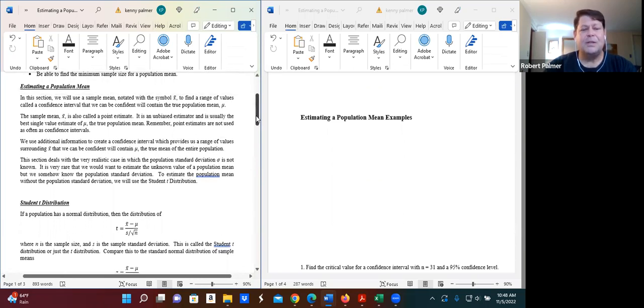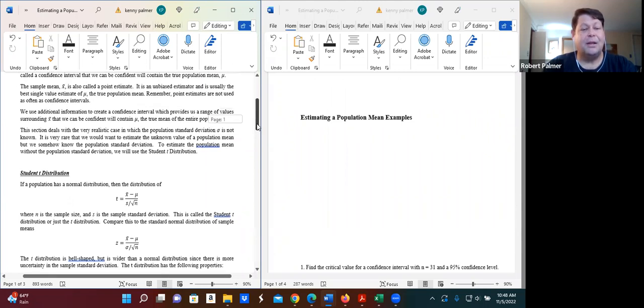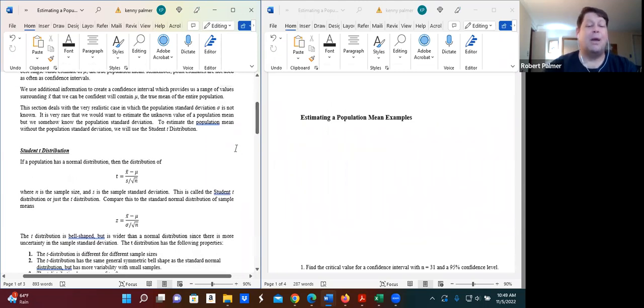Now, in most realistic cases, we're not going to know the standard deviation of the population, because the standard deviation is computed from the population mean. We don't know the population mean. That's what we're trying to estimate. So the way to handle that is to use something called a student t-distribution. As we'll see, the details are very much like when we do know the population standard deviation, except that instead of using the population standard deviation, we use the sample standard deviation.